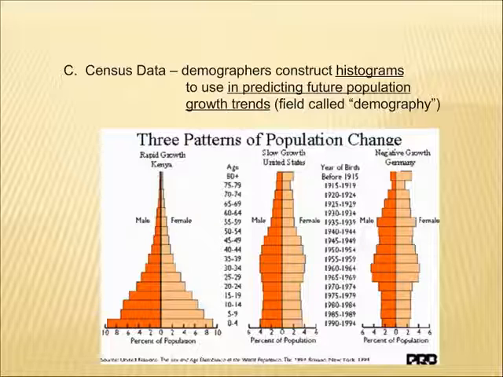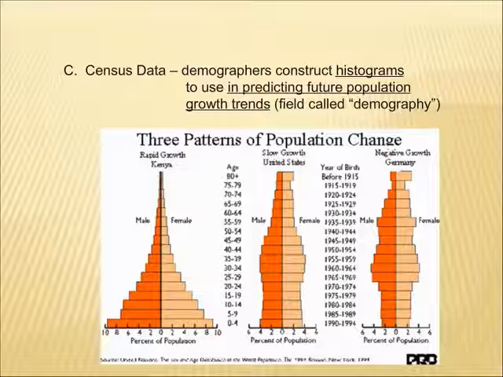Now look at the histogram on the right. The histogram on the right shows Germany, and you can see that the base of that histogram is narrower than the middle. So this indicates there are fewer young people in the country than there are older people in the country. So this means that over time, that country's population is actually shrinking because those older people are ultimately going to die, and there will be fewer younger people to replace them.